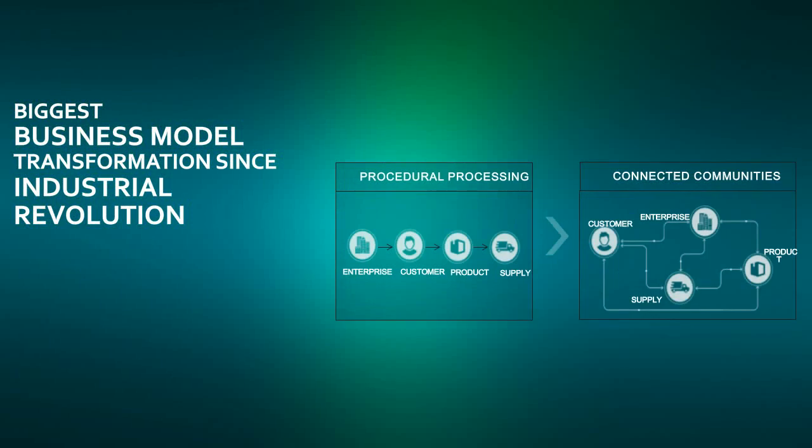But what's really interesting is if we take this and move into the industrial component, Industry 4.0, we've moved from our traditional procedural-based processing, where we've had information from the enterprise, interacting with customers, to product integration to the supply chain, to a concept of what's evolving from industry business models and industry connectivity, where we'll actually see connected communities and industries working together with the exchange of information and data.